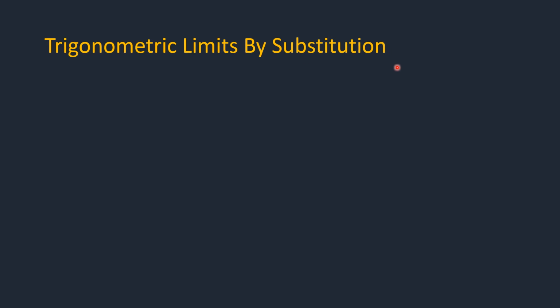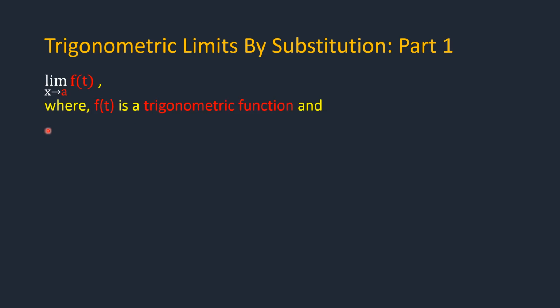In this video, we will discuss trigonometric limits by substitution, part 1. These limits are of the type limit f(x) as x approaches a, where f(x) is a trigonometric function and a is pi, pi by 2, pi by 3, pi by 4, pi by 6, etc.